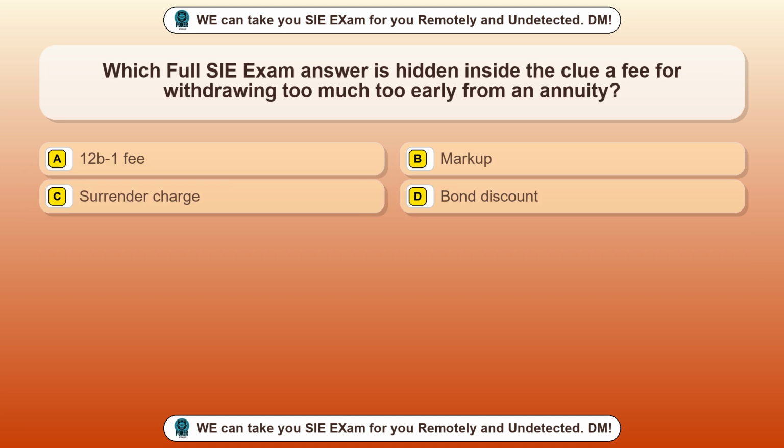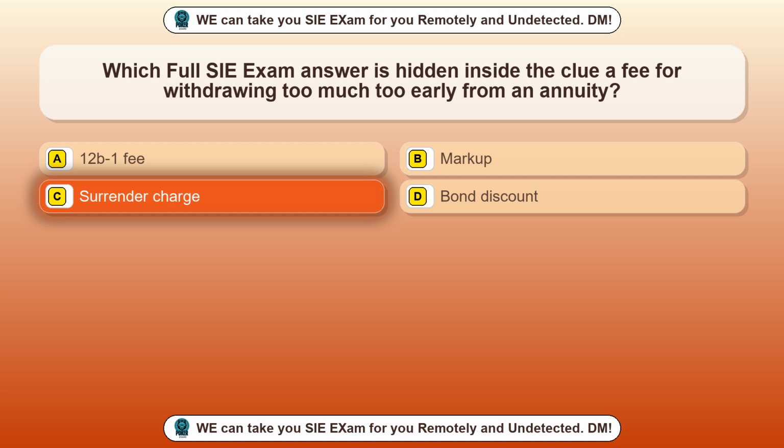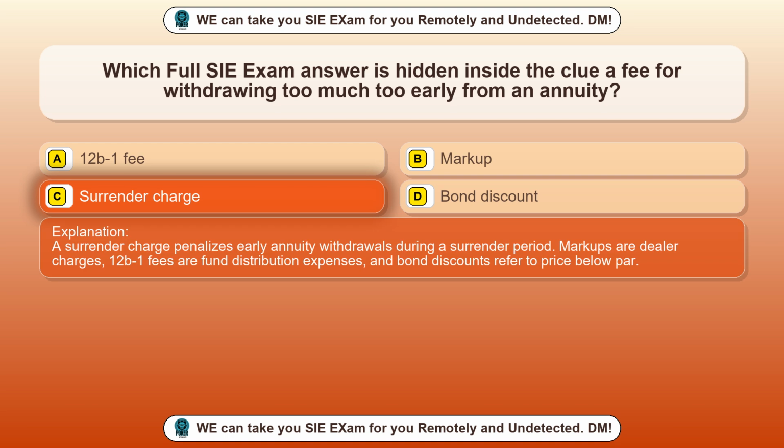Question 7. Which full SIE exam answer is hidden inside the clue: a fee for withdrawing too much too early from an annuity? Option A, 12b-1 fee. Option B, markup. Option C, surrender charge. Option D, bond discount. The correct answer is Option C, surrender charge. A surrender charge penalizes early annuity withdrawals during a surrender period. Markups are dealer charges, 12b-1 fees are fund distribution expenses, and bond discounts refer to price below par.